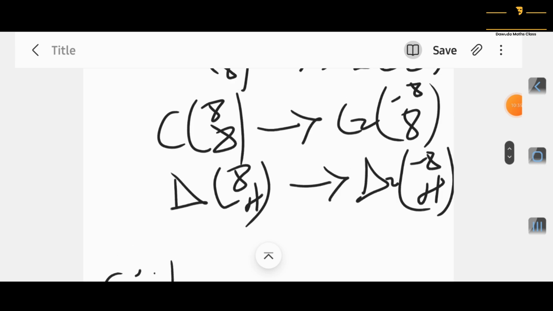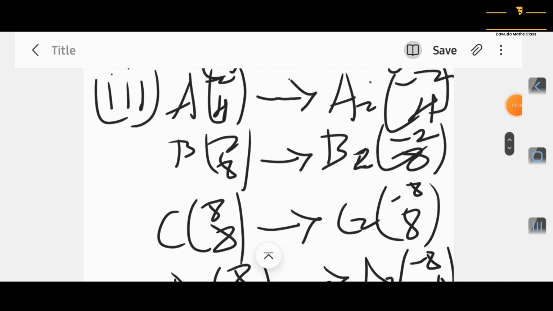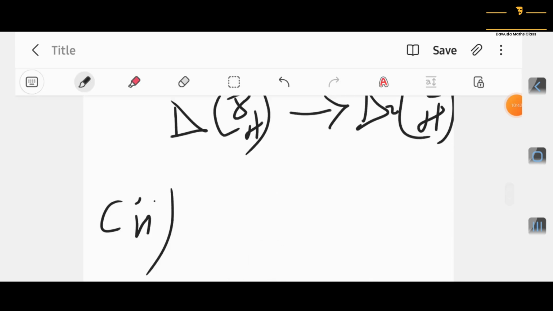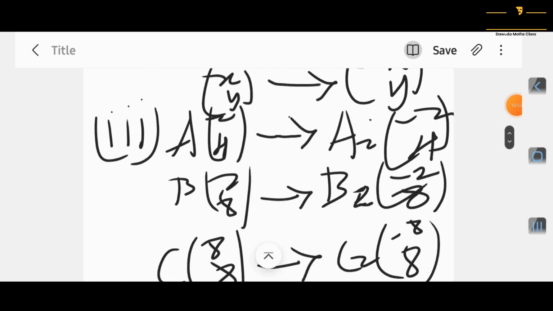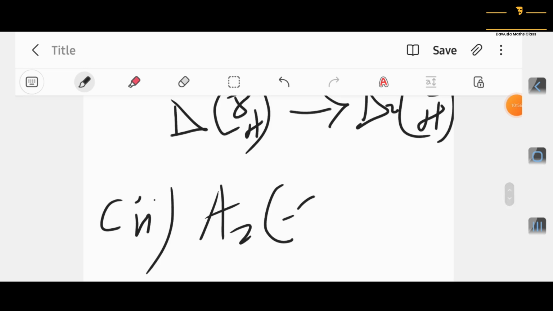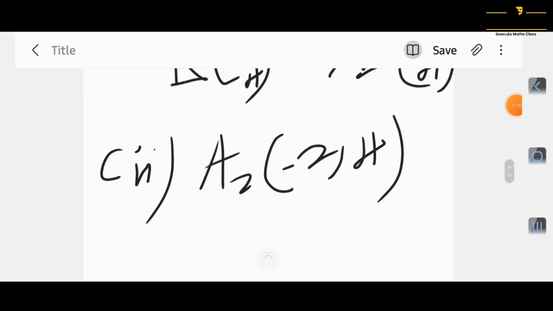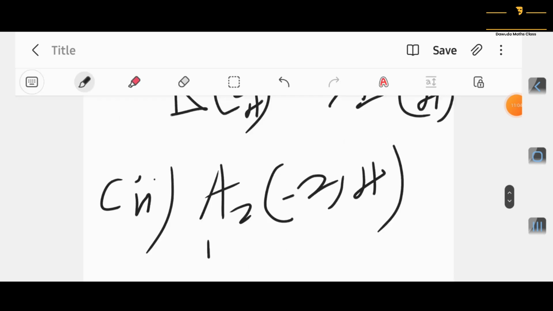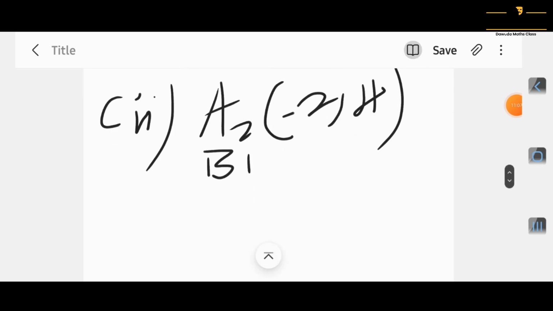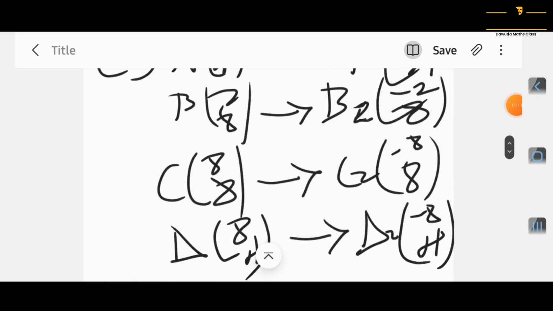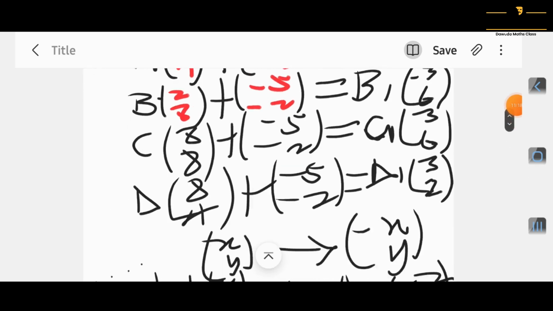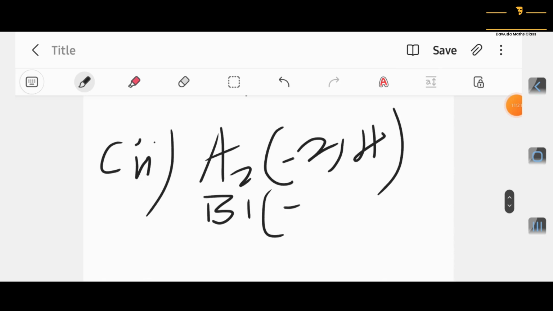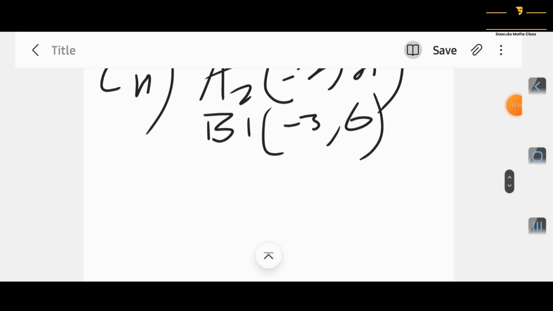So to find the gradient of A2, B1, let's first of all list the points. A2 is minus 2, 4. And then we have B1. B1 also has the point minus 3, 6. B1 is minus 3, 6. So this is A2 and then B1.